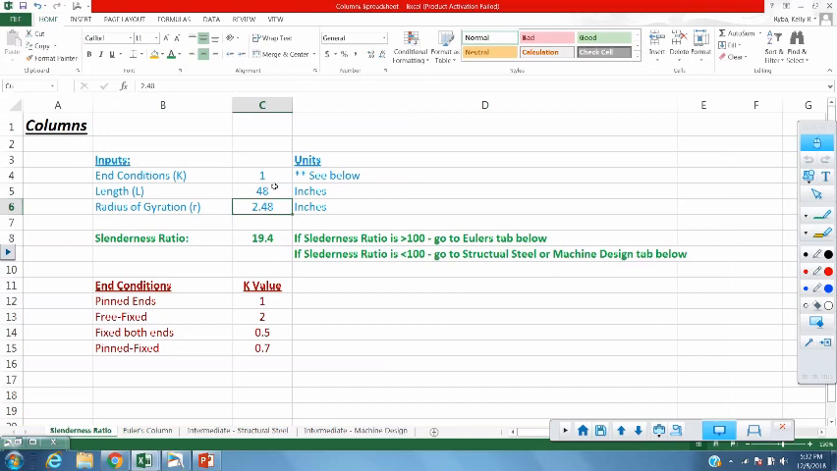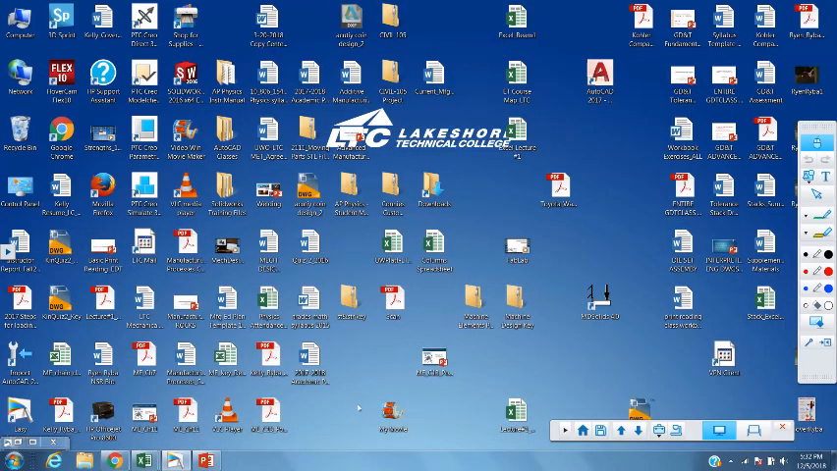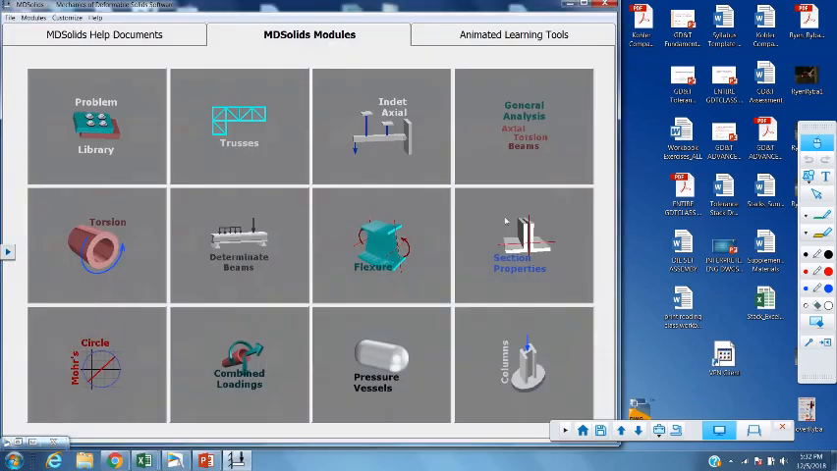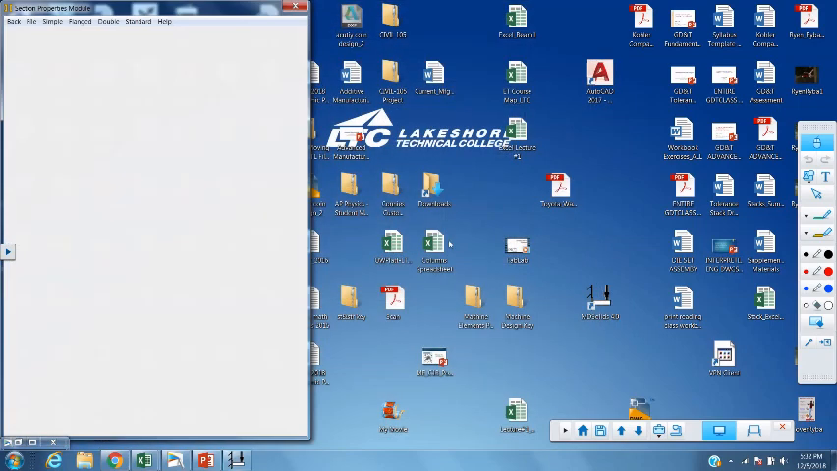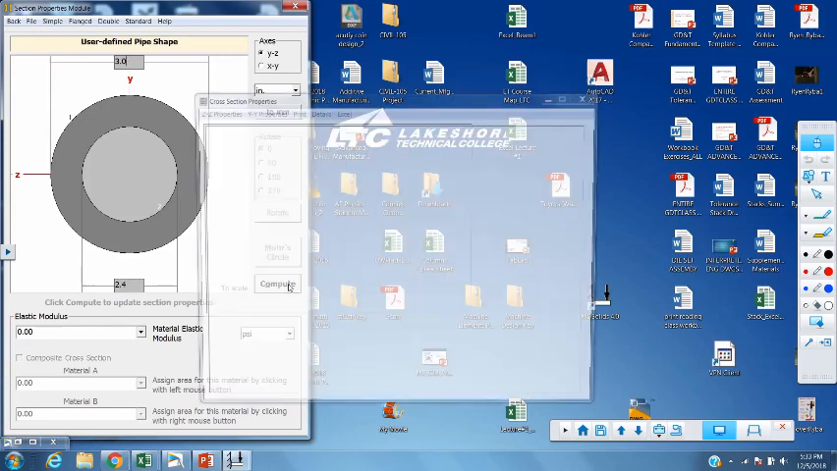And our radius of gyration, we actually need to calculate that. So I'm going to get rid of this here, and we are going to go to MD Solids. Here it is, MD Solids. And we're going to go into the section properties area. I'm going to click on section properties, simple, and I'm going to choose a cylinder, pipe, or tube. My outside diameter is 3 inches, and inches is my units. Now they give us a wall thickness of 0.3. That's 0.3 on this side and 0.3 on that side, so we subtract off 0.6. So this is going to be 2.4, and then compute.